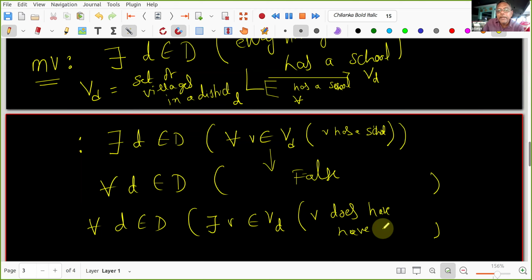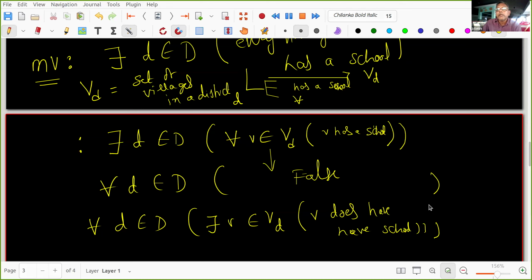You see that we are going layer by layer. V has a school. What is the negation? V does not have a school. This is easy, I can negate this easily. Given any, there exists, there is a village, one can find. You go layer by layer and it becomes easy.